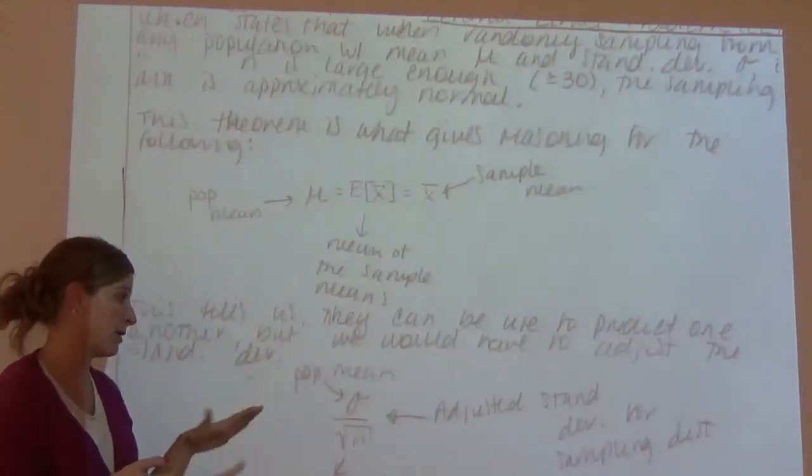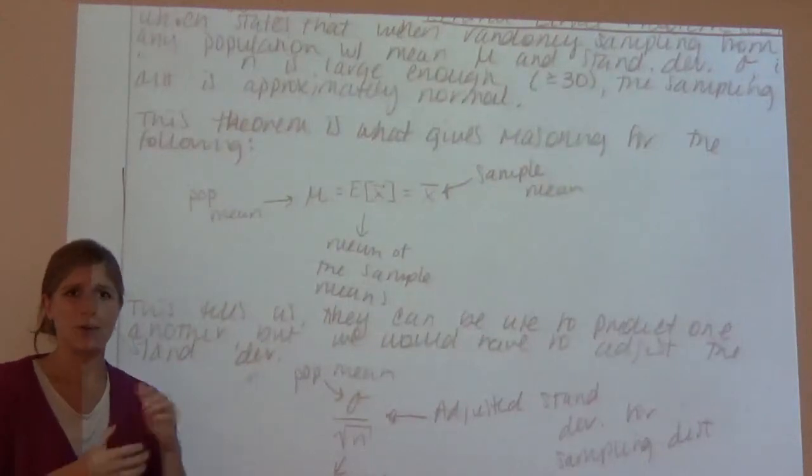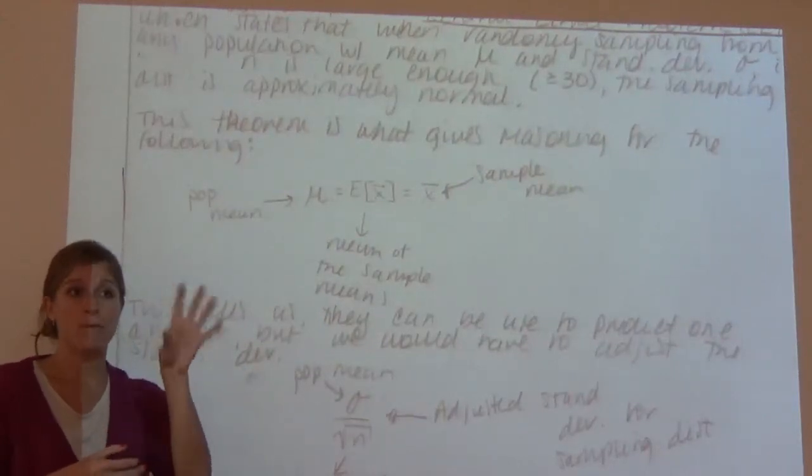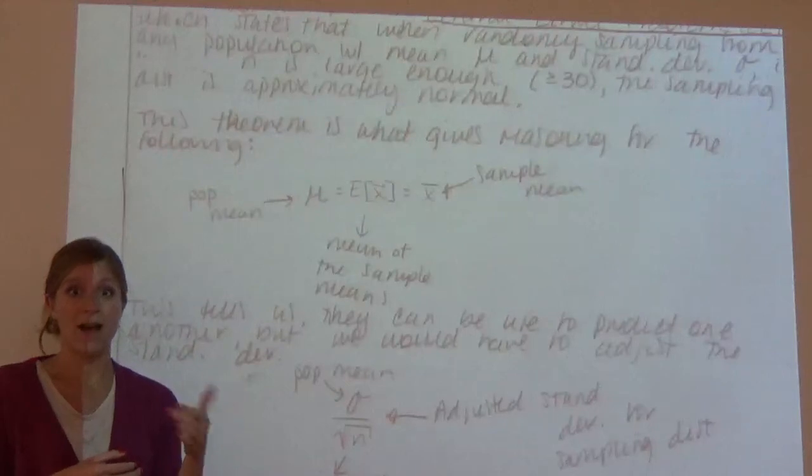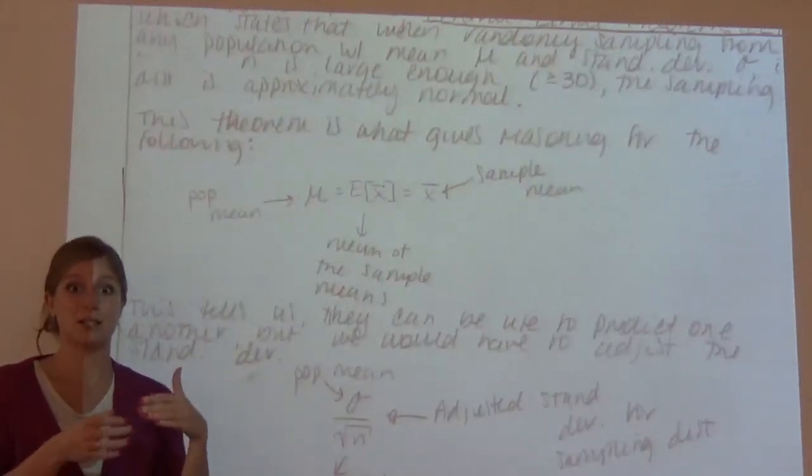So if I take 4 and divide it by root 16, I know that I would get 1. Well, now let's say I want to take 4 and divide it by the square root of 25. That's 4 over 5. That's slightly smaller than 1.